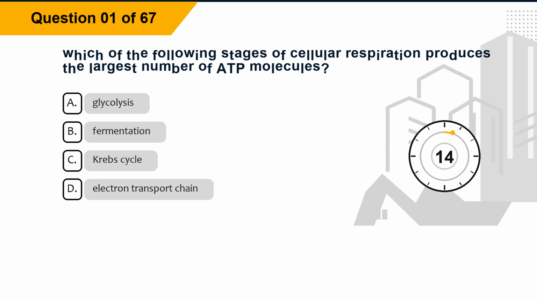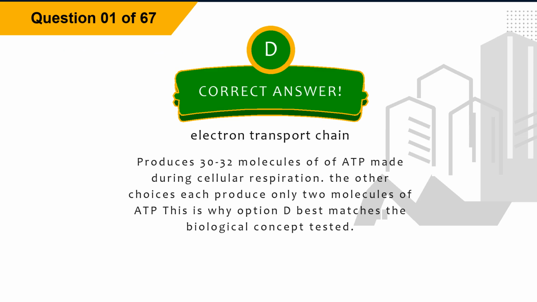Question 1. Which of the following stages of cellular respiration produces the largest number of ADP molecules? Option A, glycolysis. Option B, fermentation. Option C, Krebs cycle. Option D, electron transport chain. The correct answer is option D, electron transport chain.